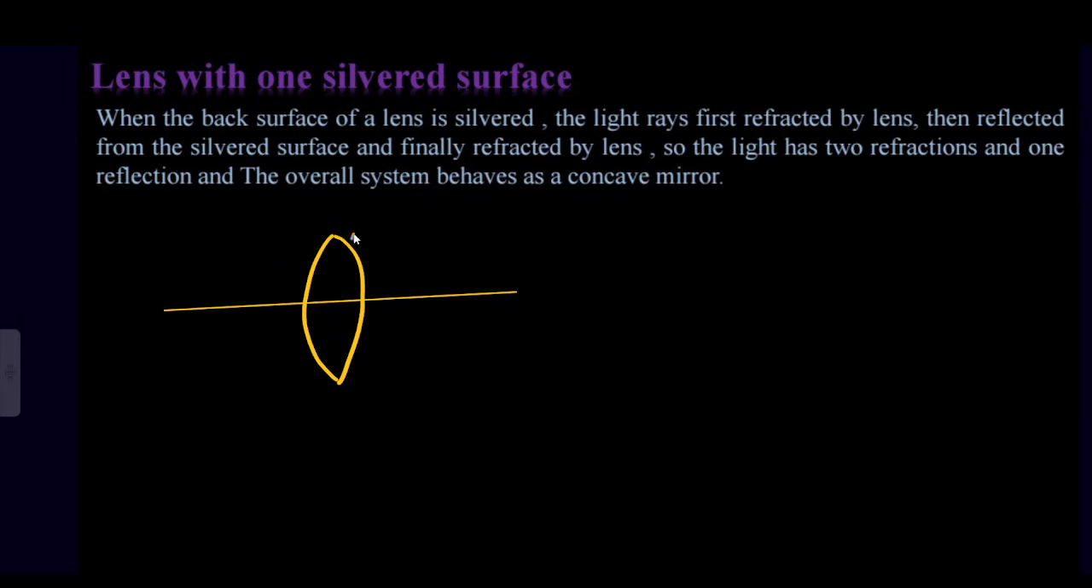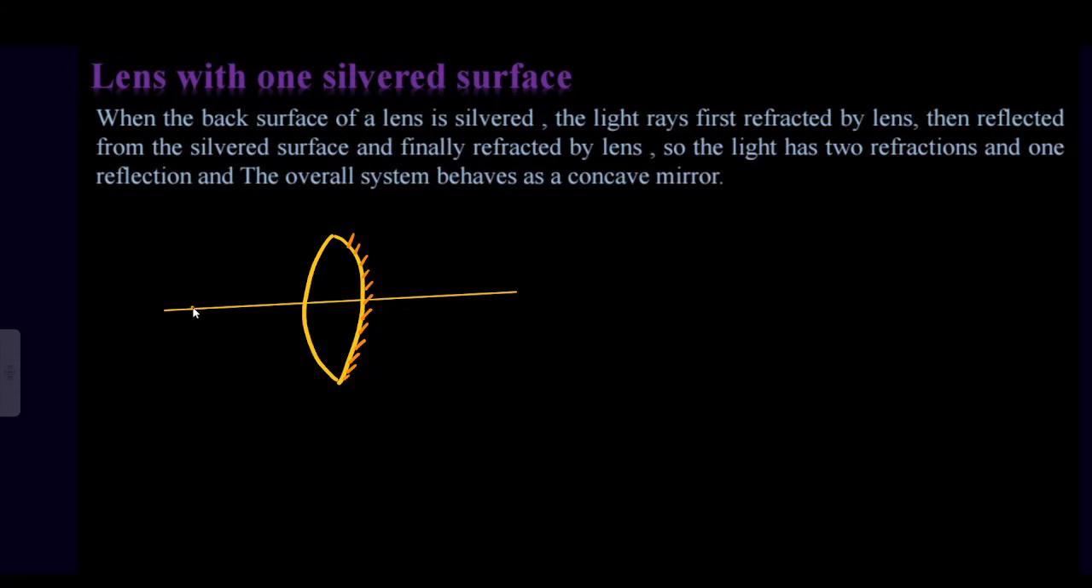Now this surface, this side, which is silvered. Silvered means what? This part will act like a mirror only. It does not allow the light to pass. Our regular mirrors, the back side will be silvered. They will do some coating. That is called silvering.